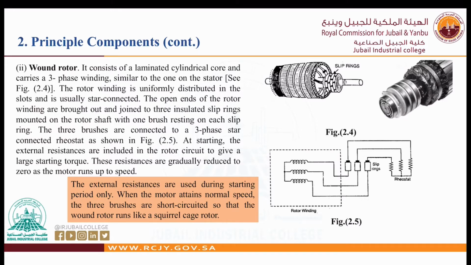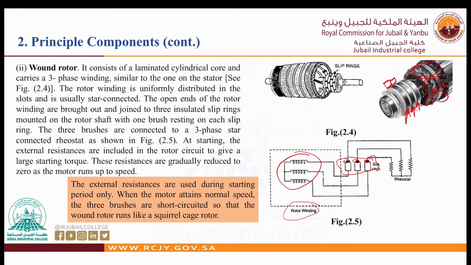As you can see here, this is the winding. So this is the rotor winding. We have three windings connected to the slip ring, and from the brushes, as you can see here, we can take the connection. We can connect it to the rheostat. So this is the slip ring, and we will have brushes here.